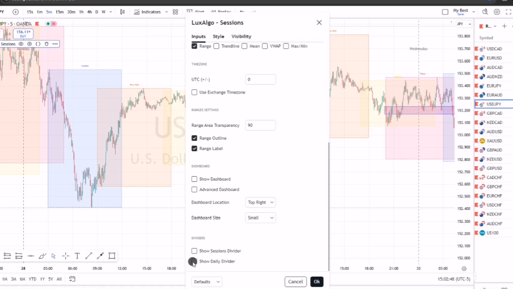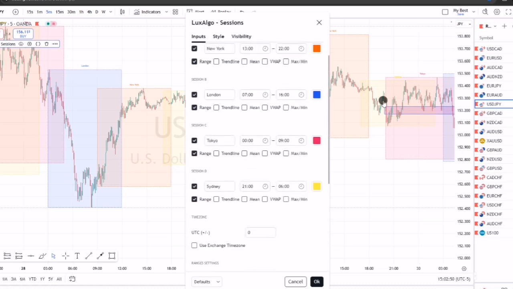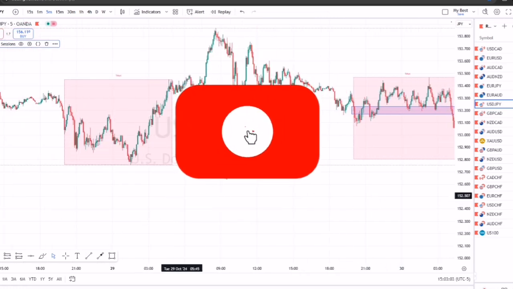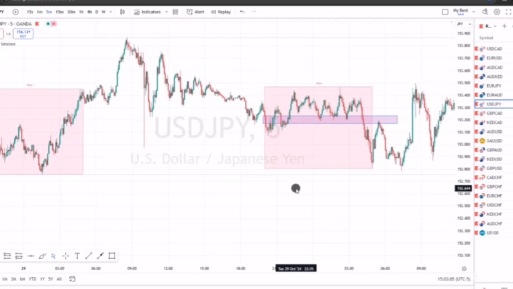Remove the daily divider. If you want to be trading USD JPY or Euro JPY, you remove Sydney, leave Tokyo, remove London, remove New York, press OK, and then you can stick to the strategy that I have shown you.